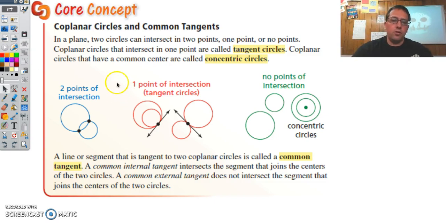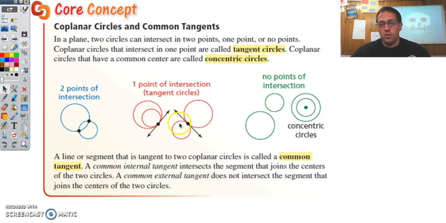So coplanar circles might intersect, they might not. All right? You could either have 2 points of intersection like this, where they kind of overlap. You could have one point of intersection, either where they just barely touch each other, or where one is inside the other and they touch at one point right there. If that happens where you have just one point of intersection, those are called tangent circles. Just like you can have a line tangent to a circle, you can have a circle tangent to a circle. So you have tangent circles.